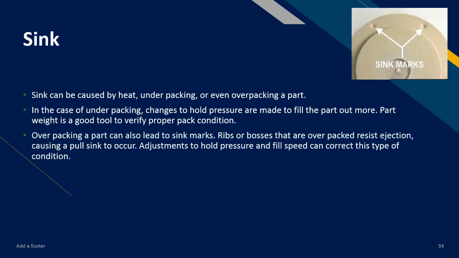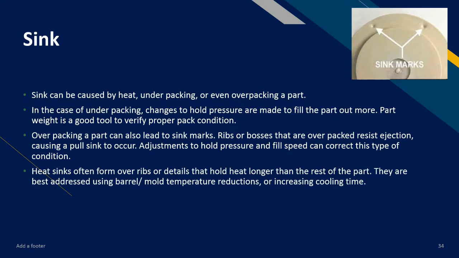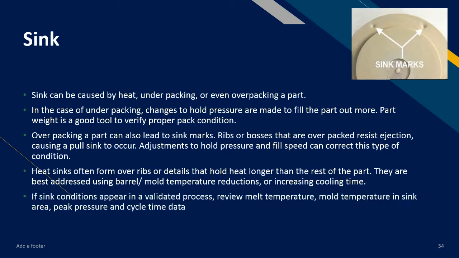Overpacking a part can also lead to sink marks. Ribs or bosses that are overpacked resist ejection, causing a pull sink to occur. Adjustments to hold pressure and fill speed can correct this type of condition. Heat sinks often form over ribs or details that hold heat longer than the rest of the part. They are best addressed using barrel and mold temperature reductions or increasing cooling time.